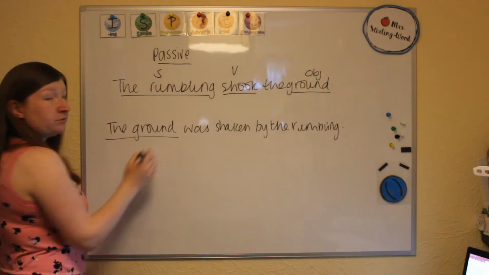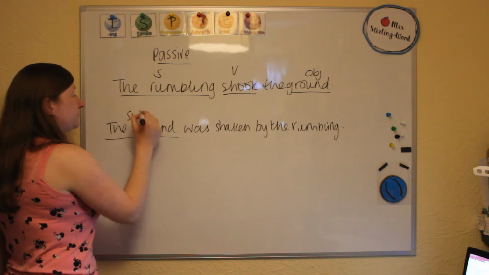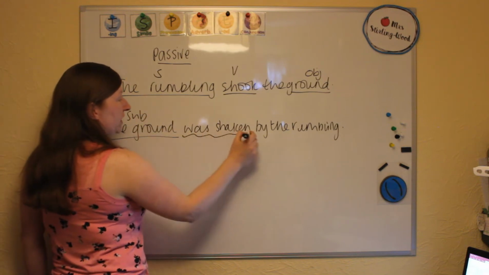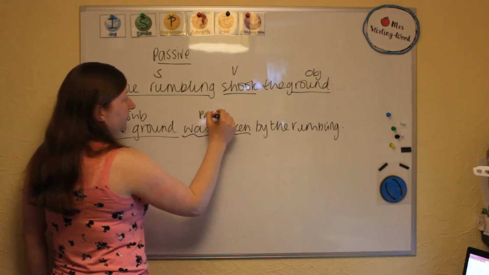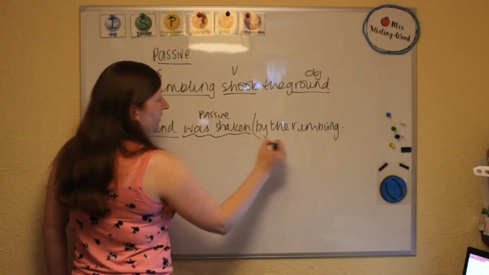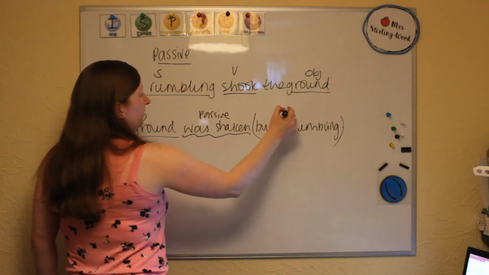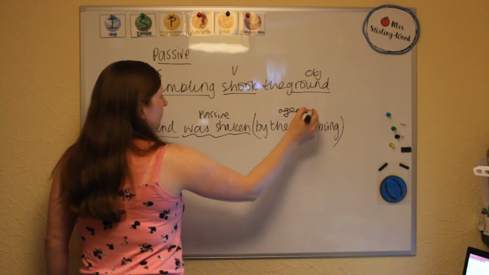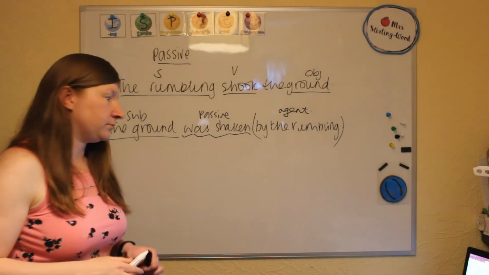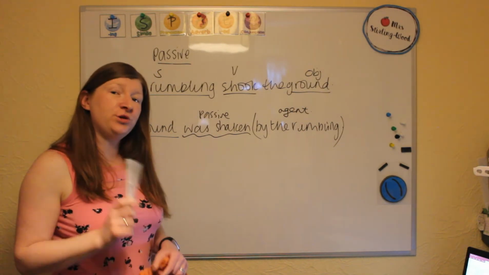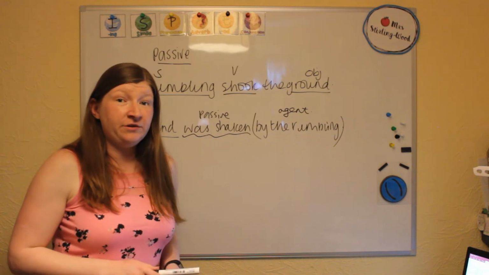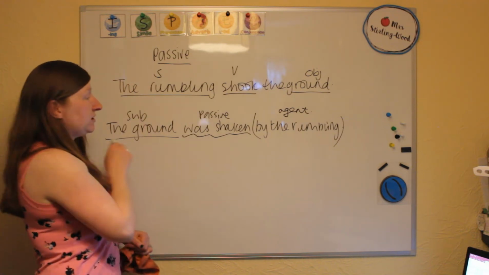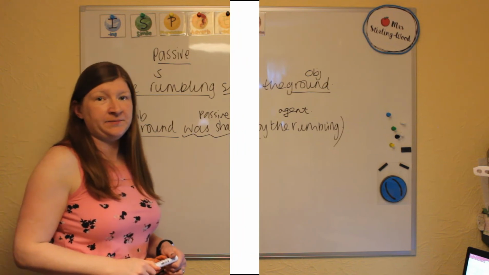So here the ground is my subject. The thing being affected by the verb was shaken is our passive. And this bit here, by the rumbling, this is our agent. Okay? Here are some sentences. Can you spot which ones are active, like this, and which ones are passive, like this? So have a think whether you think these sentences are active or passive.